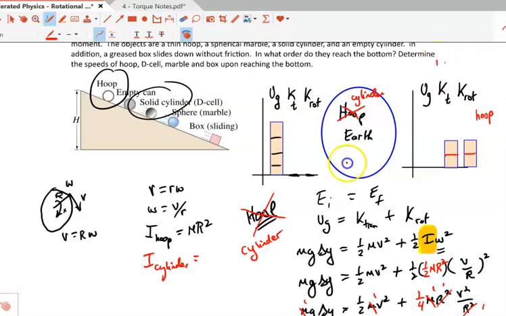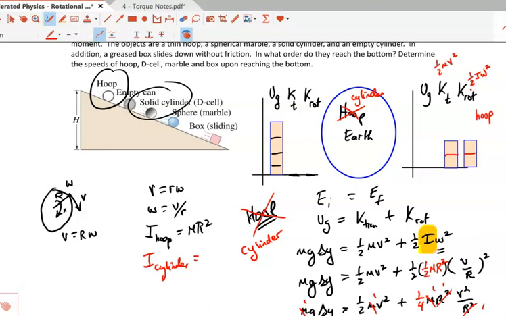Remember, this is like 1/2 mv squared. So less of that total energy is going into rotational energy. It's easier to rotate, since I is smaller, and therefore it is able to get a greater translational kinetic energy. Okay, enough of me talking.